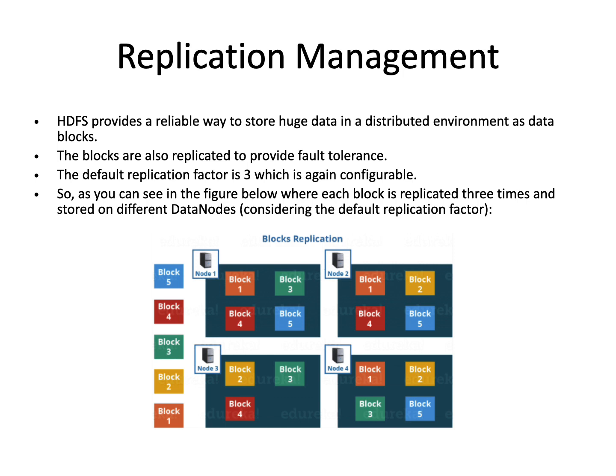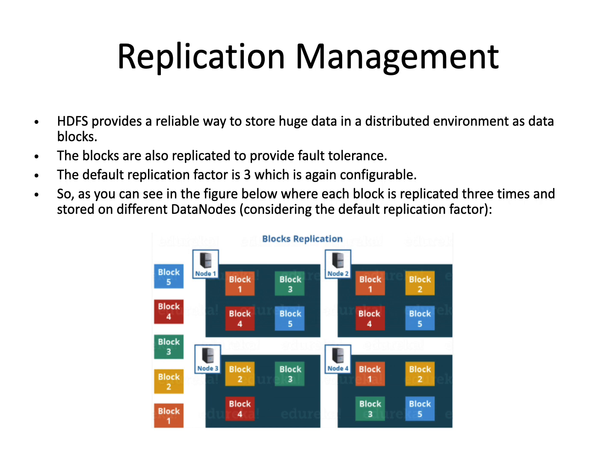And as we have discussed before, we get fault tolerance because the data is stored in a replicated manner. So let's see how replication is done in the SDFS. As we discussed about the block, let us see how the replication of these blocks takes place in the SDFS architecture. The SDFS provides a reliable way to store huge data in the distributed environment as data blocks. These blocks are also replicated to provide fault tolerance, and the default replication factor is 3, which is again configurable.